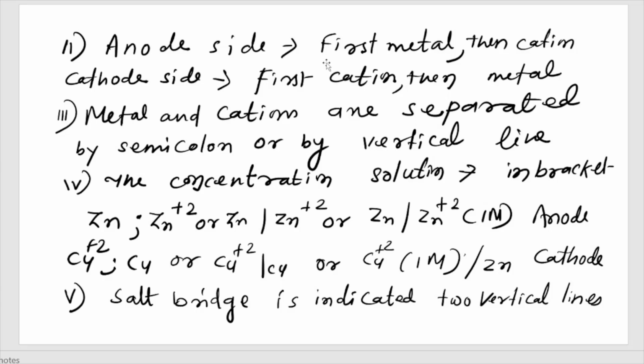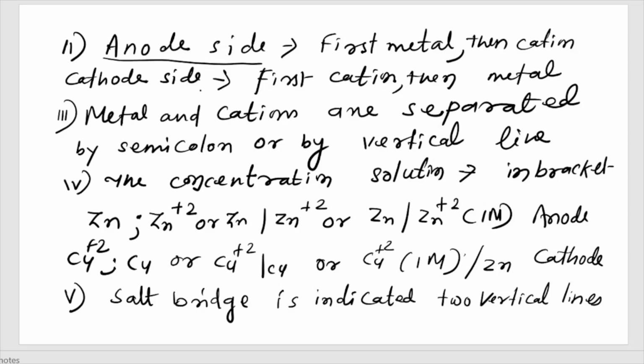Number 2, first you will see the anode side. There are two sides, I told you: one is the anode side, another is the cathode side. The anode side is the left side, the cathode side is the right side. Then what is on the anode side? First metal, then cation. First the metal you will represent, that means Zn, because on the anode side it is Zn metal, then cation Zn plus 2.